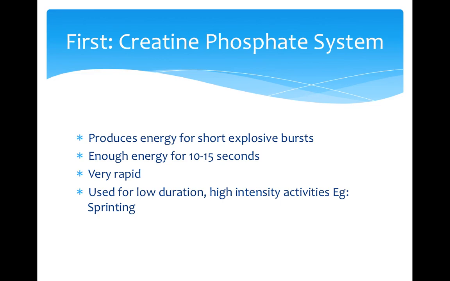So our body has stored energy, but our body doesn't want to store a lot of it. So that's why this first system is so short. As it says, 10 to 15 seconds, very rapid, okay? Used for low duration, high intensity. So examples being sprinting. A 100-metre sprint would be an example of something that would rely heavily on this energy system. Okay, so that's our first system.